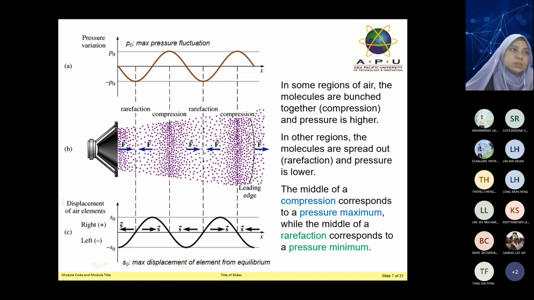So this is the mention here. In some region of air, molecules are bunched together and pressure is higher. Later people ask you where we can see the pressure is higher and the effect to us. So you must know where to imagine. The middle of compression corresponds to a pressure maximum, while the middle of rarefaction corresponds to a pressure minimum.